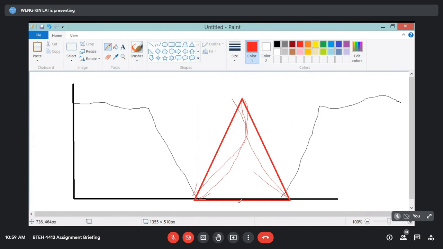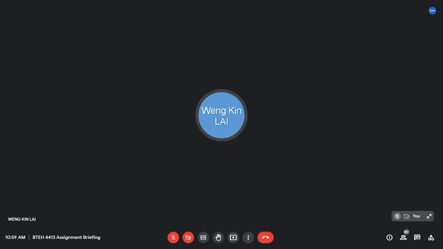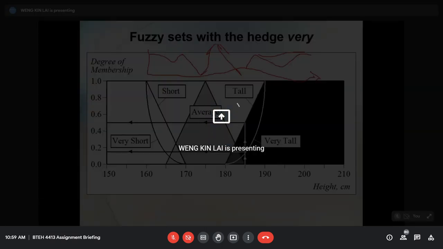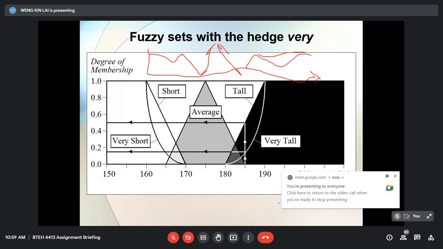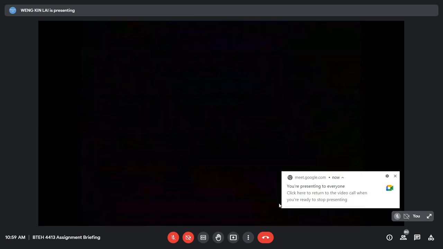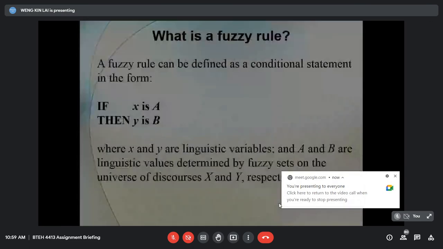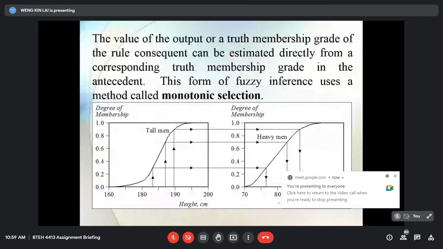Because of this hedge itself, it actually modifies your membership, the intersection points, right? Yes, correct. So now, as a result, I belong to that tall group with a 0.5 membership. But if I change that to very tall, my membership decreases. How does it decrease? Because when I use the words very tall, you actually move it back. You see that?